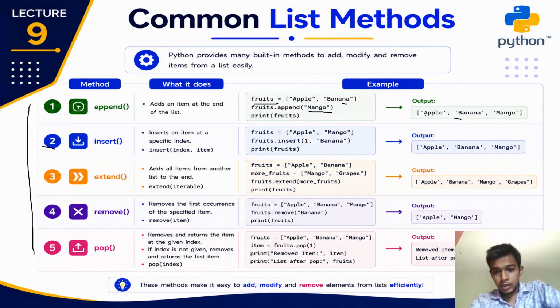Now let's quickly recap. Append adds one item at the end, insert adds one item at a specific position. Extend adds all items from another list. Remove removes an item by its value. Pop removes an item using its index and also returns the removed item. Now these five methods are among the most frequently used list methods in Python. If you understand these, you will be able to perform most basic list operations with confidence. In the next slide, we will continue learning some more useful list methods that make working with lists even more powerful. Hope you understand this. Now, moving on to the next slide.